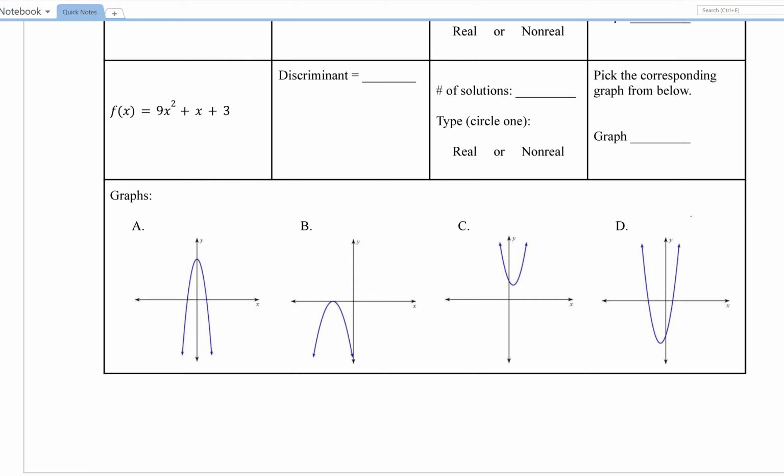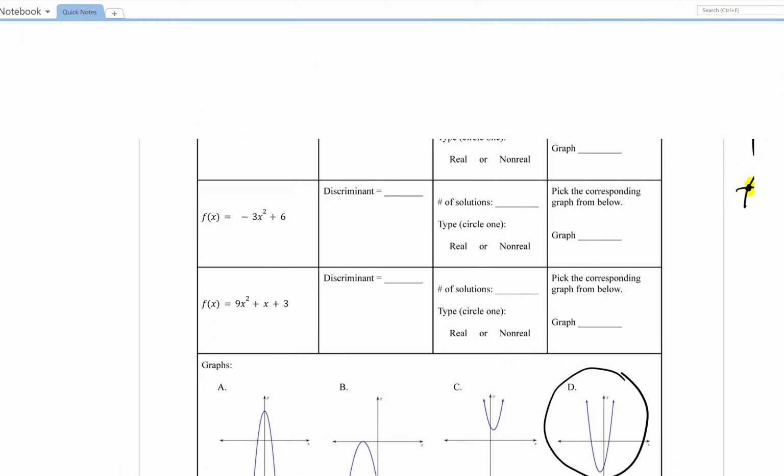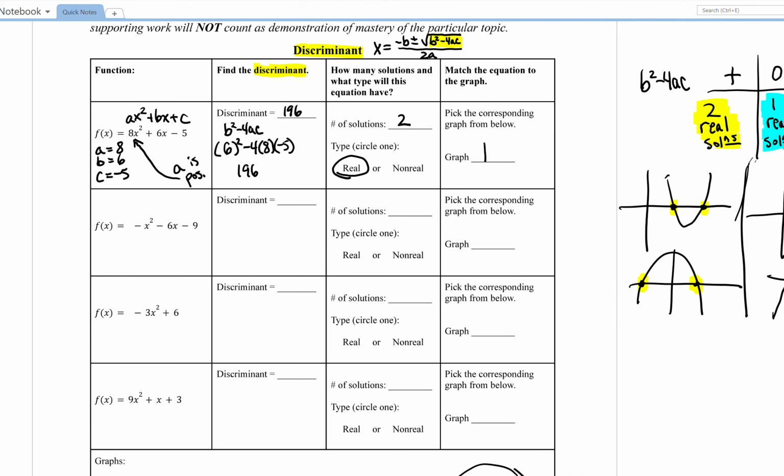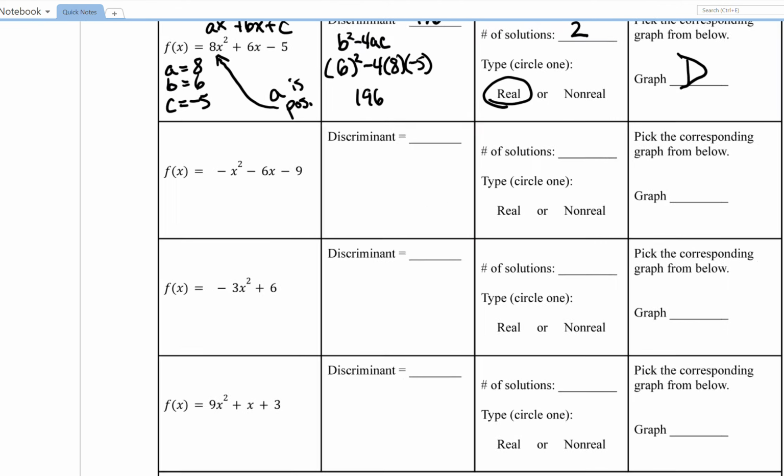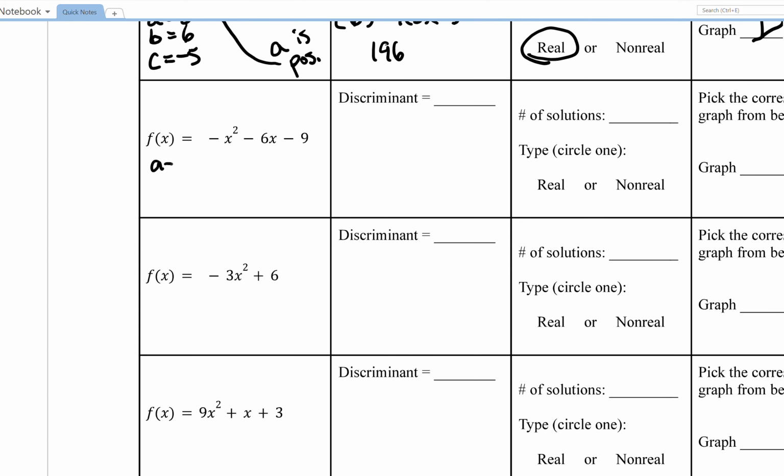It looks like this is going to be D. And so this would be graph D. And then in this case, I've got A equals -1, B equals -6, and C equals -9. So once again, I like to copy it down. B squared minus 4AC. You're less likely to make mistakes with your substitutions if you'll put the numbers right below the numbers that are being substituted.